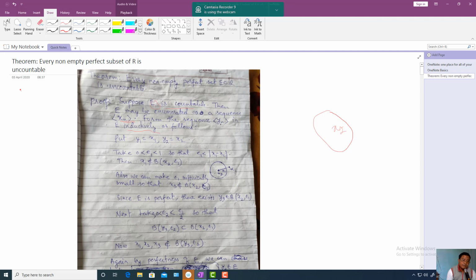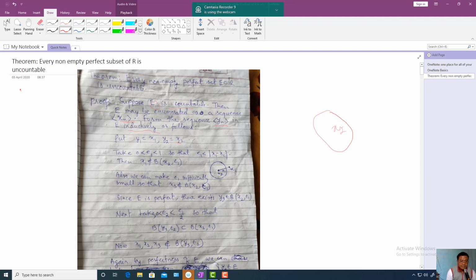Let us do it by the inductive method as follows. First, the first member y1 is equal to x1. The first member of this sequence is equal to x1. And then the second member of the new sequence is equal to x2. x2 is the second member of the sequence, which is exactly in E. So now we have determined the first and the second element of this new sequence yn. Then let us take a small positive number. Small means it is less than 1.